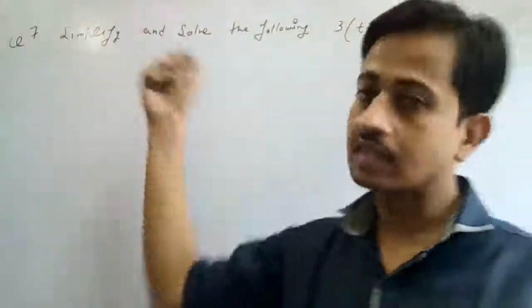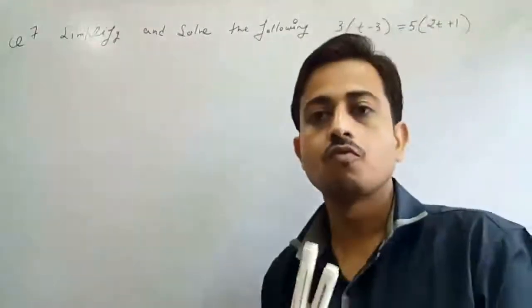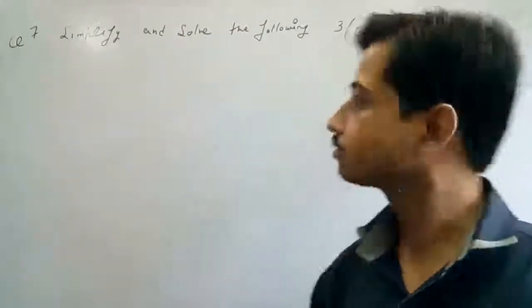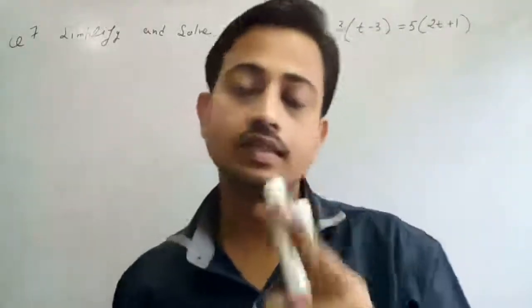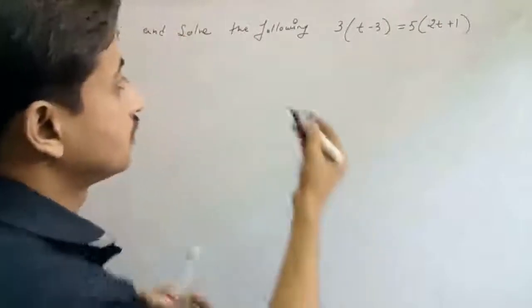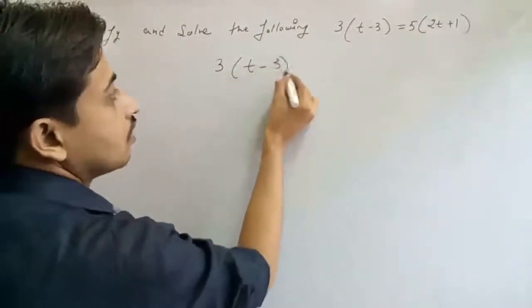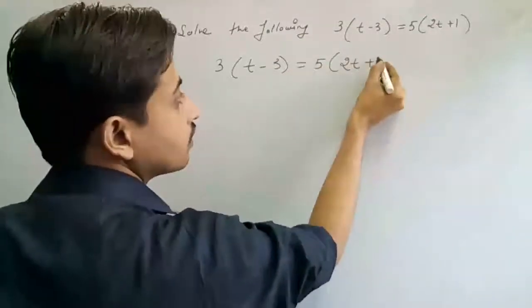Question number 7. What does question number 7 say? Simplify. It means we have to make it very short. And solve. It means we have to find the variables in the following equations. The variable in this case is t. So solve for this. What's our equation? 3 into t minus 3 is equal to 5 into 2t plus 1.